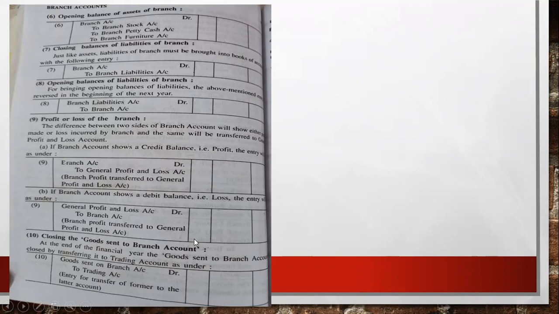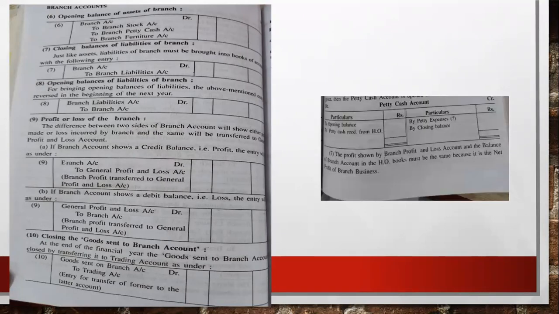Now closing of the goods sent, which we do in consignment. In the same way, goods sent to branch account debit to trading account. Okay, that goods will be transferred into the trading account. Petty cash account we can make in this way: particulars, amount, opening and closing balance, petty cash received from head office and petty cash expenses.